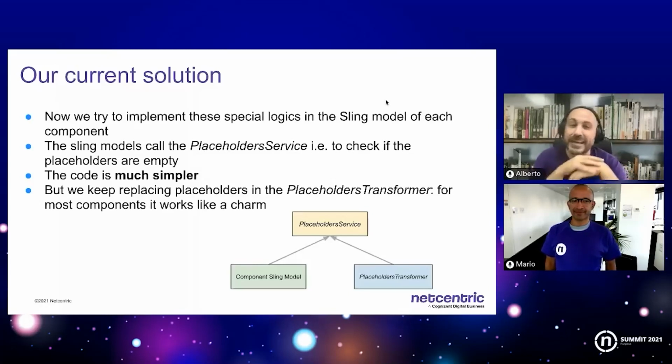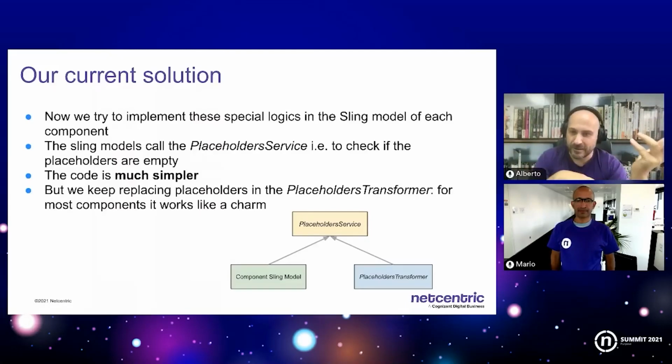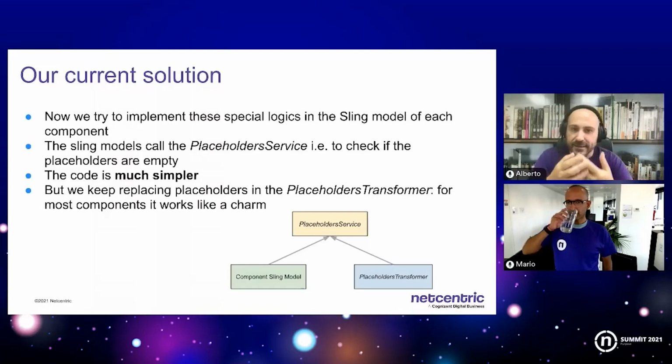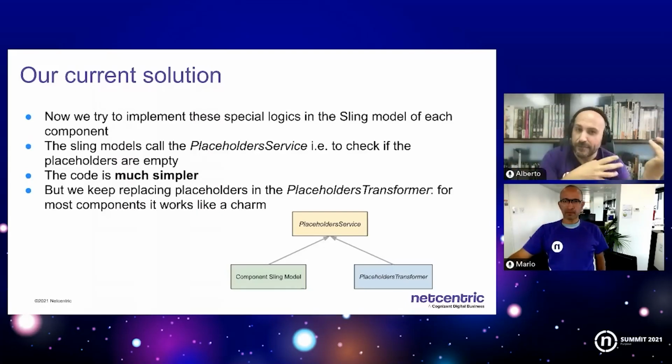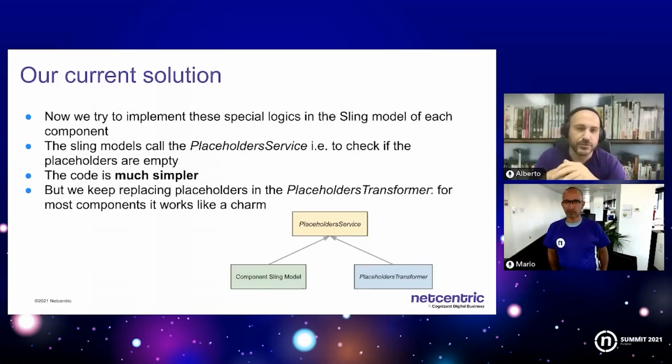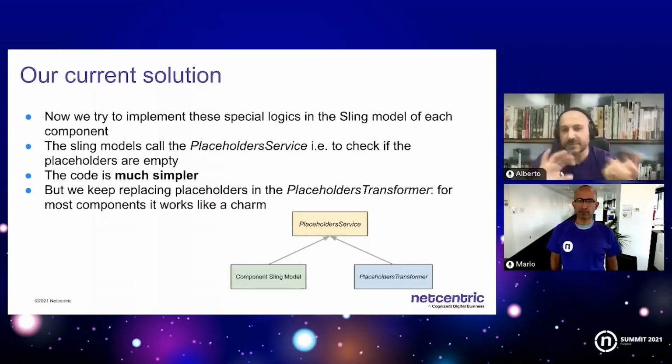We decided to start doing these checks, these special logics, in the Slim model of the components. But our idea is to keep the replacement at the end of the pipeline. So we still replace at the end of the pipeline, because for most components, replacing at the end of the pipeline is more than enough. But for the special components, we need to do this hiding and these other special logics in the Slim model.